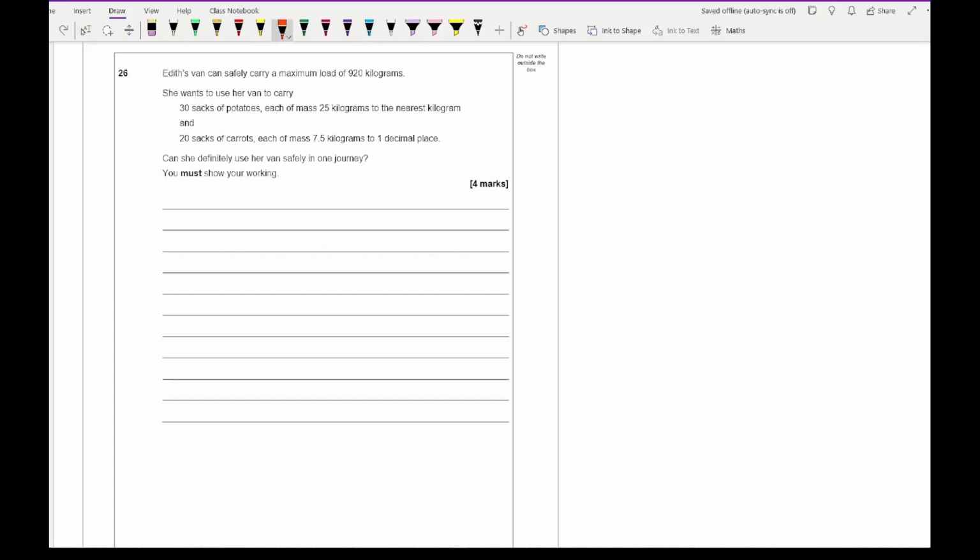In terms of the potatoes, we want to look at the bounds of these. We can see that it's been rounded to the nearest kilogram, so it's going to be plus or minus 0.5 kilograms. If we look at the maximum load, let's have a look at what the limit's going to be first. It's going to be 24.5 and 25.5. So we'll take 25.5.